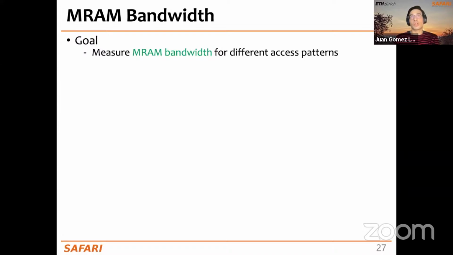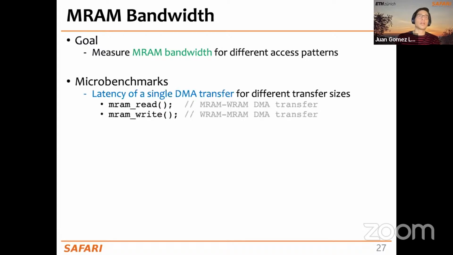So our goal is to measure the MRAM bandwidth for different access patterns. We create several microbenchmarks here. With the first one, what we are going to do is just measure the latency of a single DMA transfer for different transfer sizes.